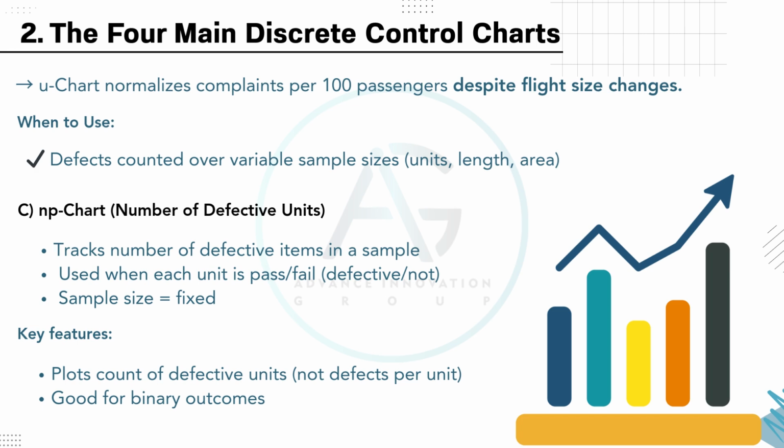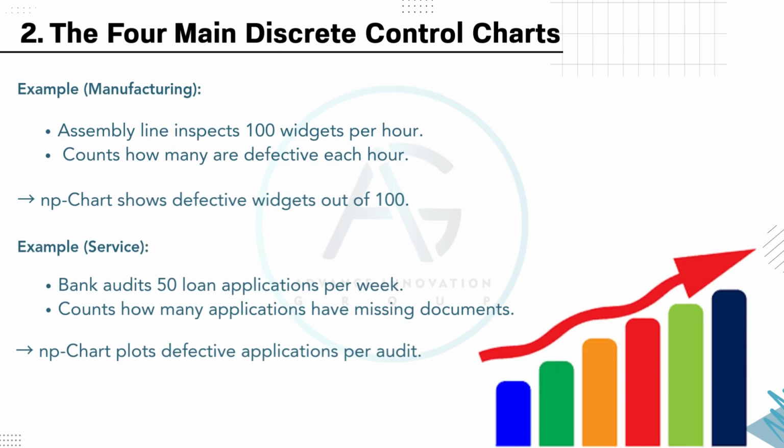This chart is very common in scenarios where inspectors simply mark products as defective or non-defective based on a quick evaluation, and the sample size is consistently the same for each inspection batch. For example, if you inspect 100 items every day and record how many are defective, the NP chart will help you monitor if that defect count is stable or shows signs of a problem. We'll see how this differs slightly from the P chart, which also uses pass-fail data but adjusts for varying sample sizes. Let's now look at some practical examples of where the NP chart is used.